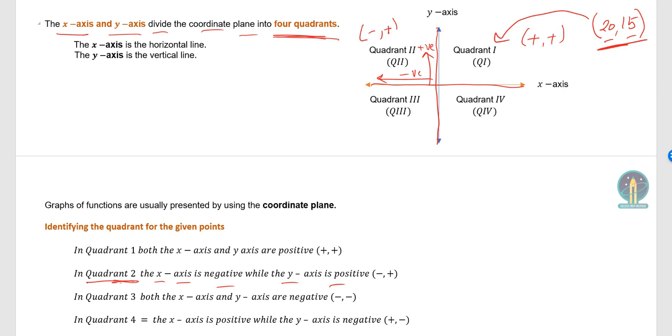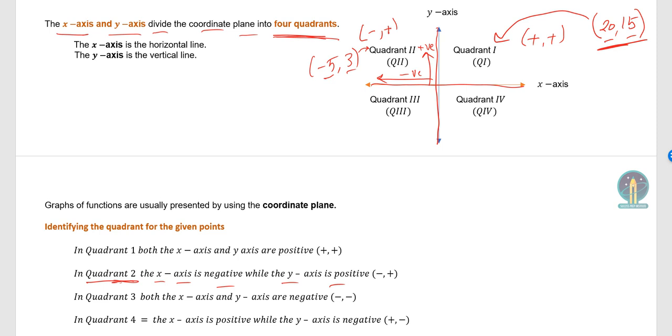Said another way, if I gave you a pair of numbers where the first number is negative and the second number is positive, you know that it has to belong to quadrant 2. You know that the point referenced by that ordered pair has to lie in quadrant 2. So let's say I gave you -5 and 3. You know that this has to be in quadrant 2 because the x is negative, the y is positive, etc.